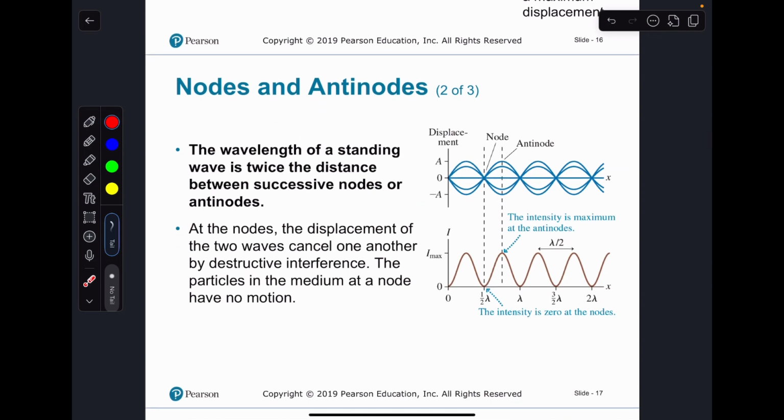So let's look at that wavelength relationship. The wavelength of a standing wave is twice the distance between successive nodes or antinodes. If this is half a wavelength, well then the wavelength of a standing wave is twice that. So if we were to monitor the intensity of those waves as a function of position, what you would see is a maximum intensity at the antinodes and a zero intensity at the nodes. These intensity maxima are going to be half a wavelength apart because they correspond to the antinode locations.